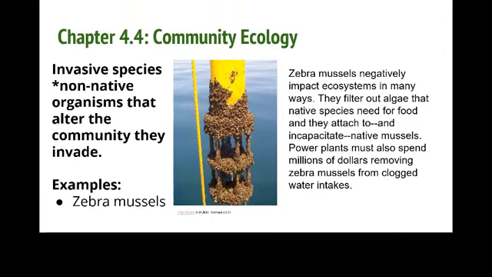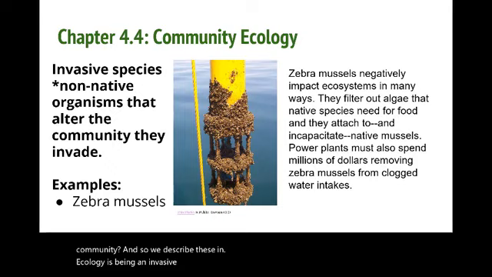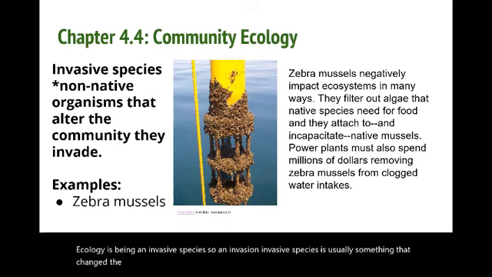So we've gone over different types of interactions between species. Another thing we can look at is whether or not a species has invaded a particular community. Has it hurt the whole community? We describe these in ecology as being an invasive species. An invasive species is usually something that's changed the whole community. An example of that are zebra mussels. Here's a picture of them, and they often negatively impact the ecosystems.